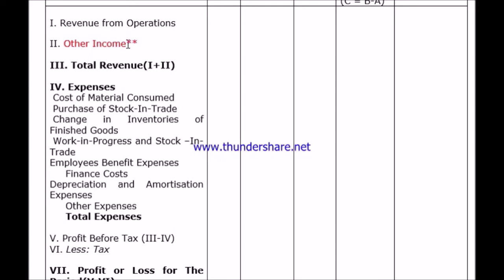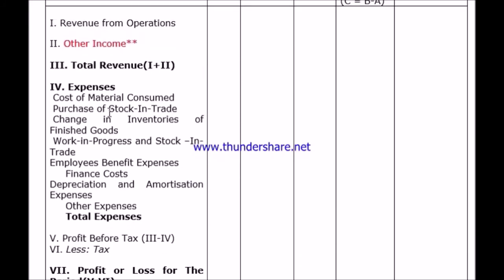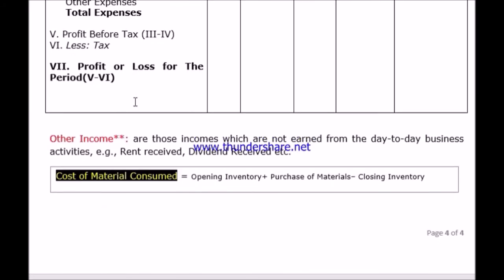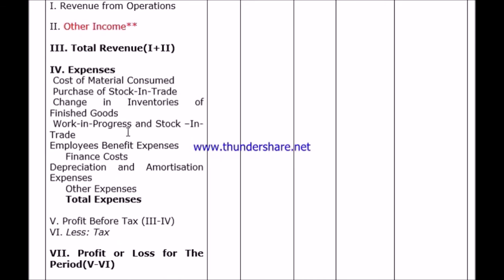In this regard, we have to keep in mind that other income means those incomes which are not earned from the day-to-day business activities. So these other incomes are not the main source of income for the business. Examples are rent received, dividend received, etc. So we have revenue from operations, other income, and then the total revenue, 1 plus 2, and then the different types of expenses. Then we take the total revenue minus total expenses.